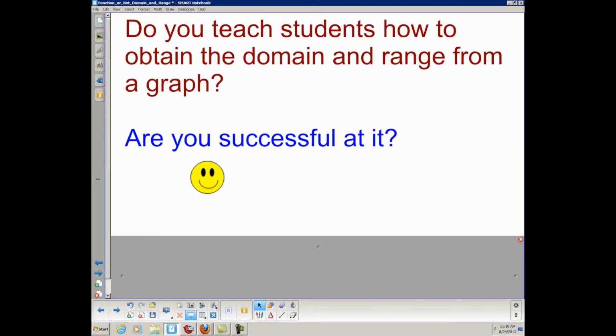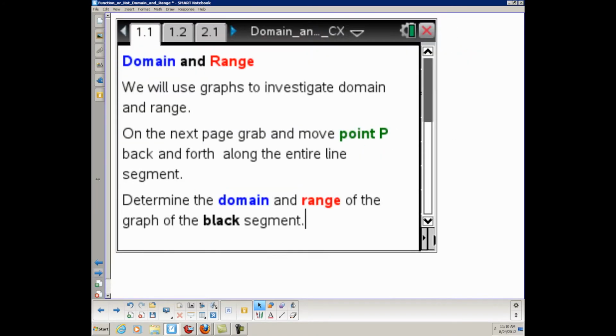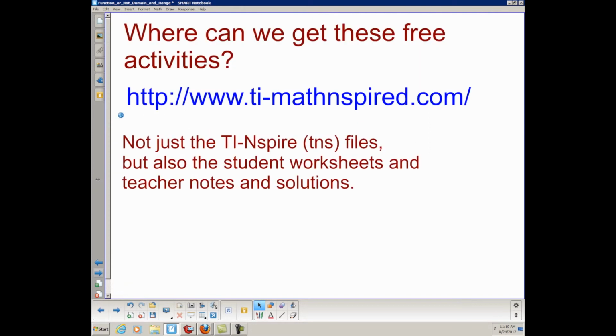Now, going back, how do you get these, or where do you get these particular activities that are for free? It's TI-Nspire.com. And not only do you get the TNS files, the TI-Nspire files, but you also get the student worksheets and the teacher notes and solutions. Those are all part of it. You can get the whole package, you can just get the TNS file, whatever.